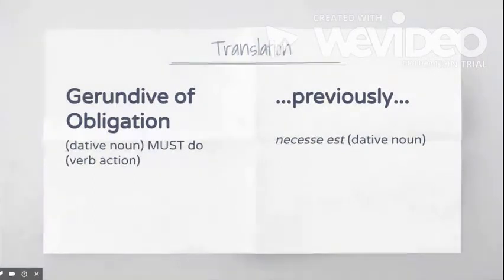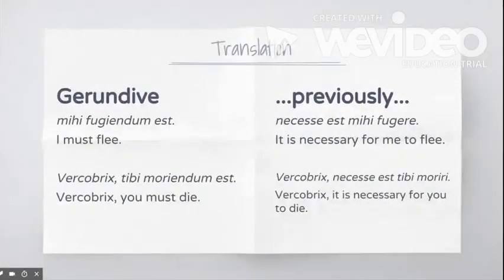So a gerundive of obligation is when the dative noun must do whatever that verbal action was that was in the gerundive. Previously, you've seen the same idea expressed as necesse est with a dative noun. So let's look at a contrast here. Previously, you knew the phrase necesse est mihi fugere, it is necessary for me to flee. We have the same idea in a gerundive of obligation. I must flee. Mihi fugiendum est.